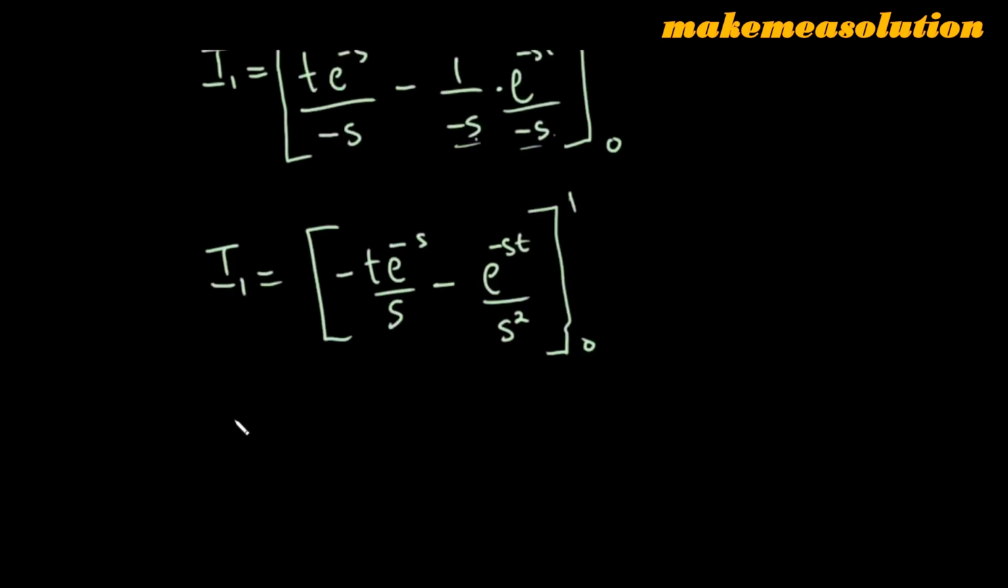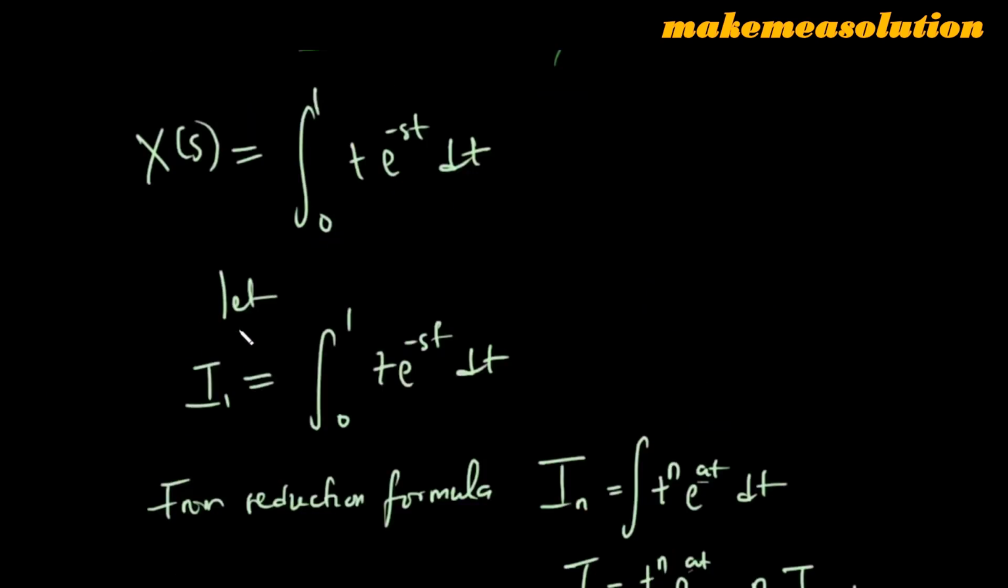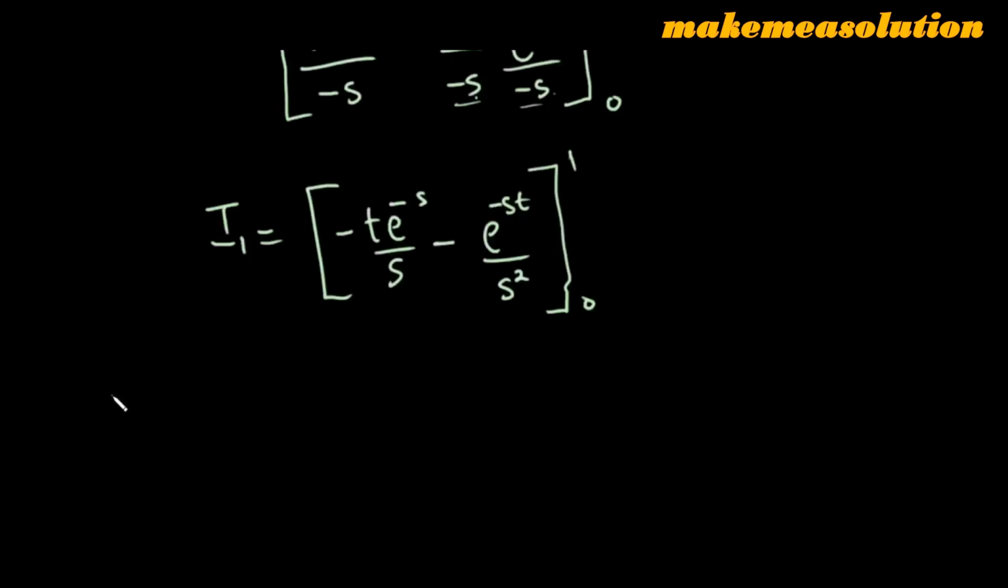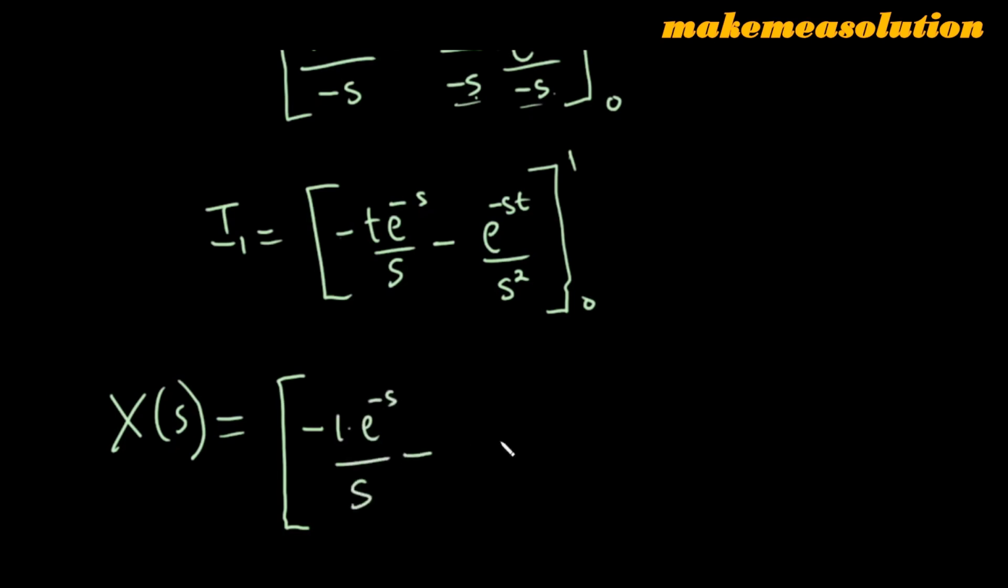So at the end of the day, we just have to apply this definite integral. Remember what our I1 was. Our I1 was referenced from x of s, so we can take it back to x of s. My x of s is going to be equal to the definite integral of this particular stuff, which is when t is 1 minus when t is 0. So you now have minus 1 times exponential minus s over s, and you now have exponential minus s times 1 all over s square.